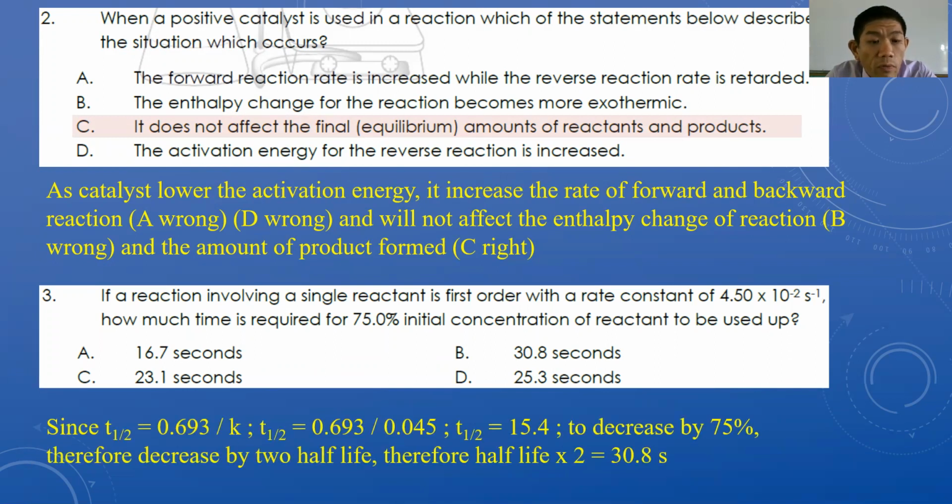T half is equals to 0.693 over k. And then your T half is 15.4. So to decrease the concentration by 75%, that means the remaining is 25%. So for the remaining 25%, you have to undergo 2 half-lives. If you don't understand, probably it will look like this.